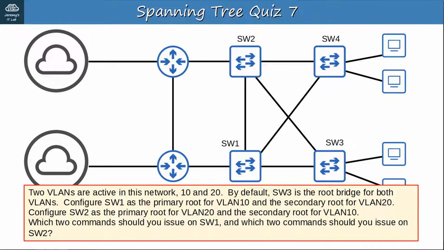So use the commands I just showed you, the spanning tree root commands, and configure switch 1 and switch 2. You don't have access to the CLI, so just use an empty text file to write out the commands. 2 commands on each switch. Pause the video now to do so.